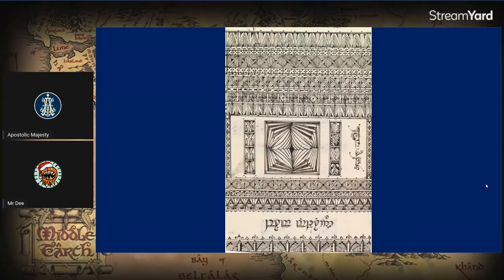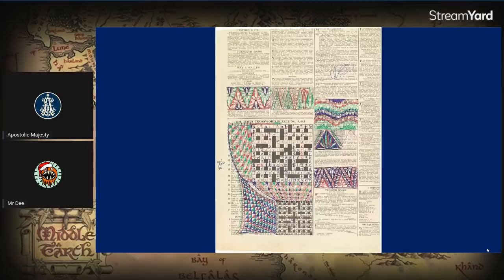The next slide is especially amusing. Yes, I was very intrigued to hear you talk about this one, Dee. When I first saw this, please do elaborate. This is obviously a page from the Times. Yes, it's a crossword puzzle from the Times.